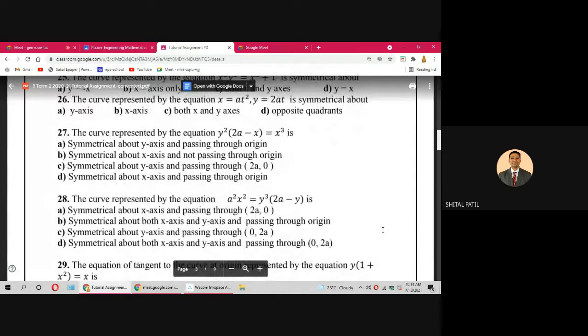Question number 27. Now understand it. Two different things we want. One about the symmetry, and second whether it is passing through origin or not.